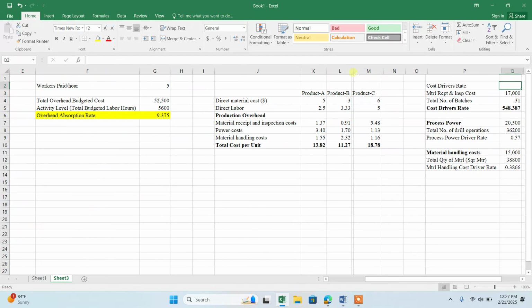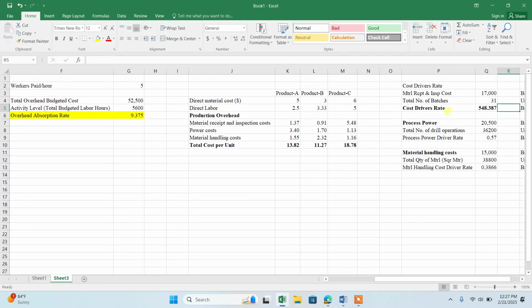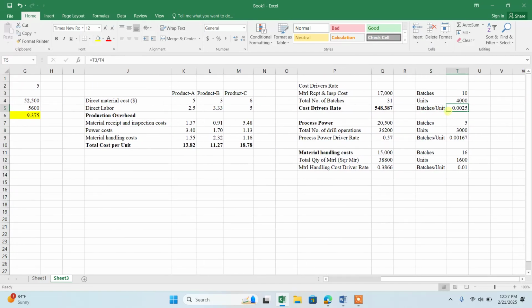The rest is how to calculate this for one unit. Now it's a little bit technical, but you need to understand it. Then, my dear, you can do it.